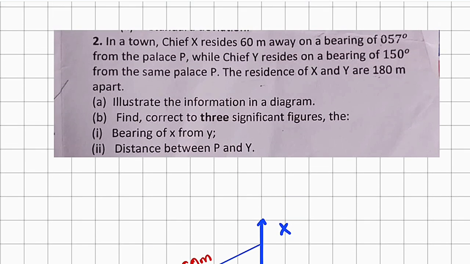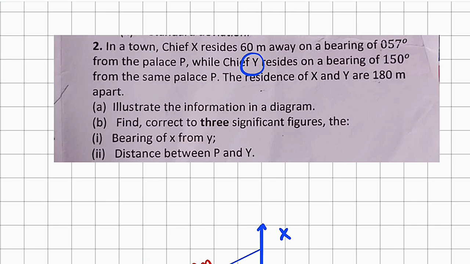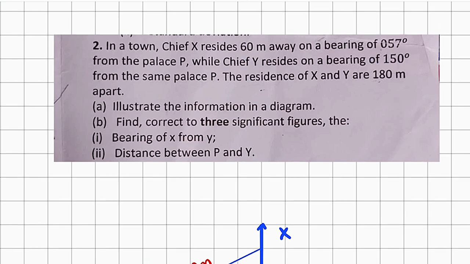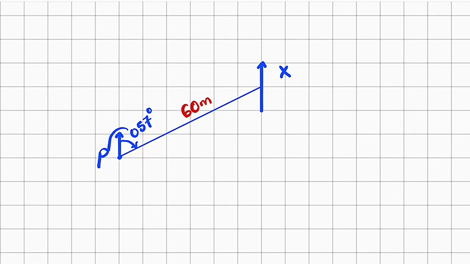Then the second one, it stated that the bearing of Y from the same point P is 150 degrees. So we are going to calculate 150 degrees from this point. This is 90. We know if you reach here it is 180. So 150 should be somewhere here, roughly. This is just an estimation, and it also has a north pole. This is the north pole.